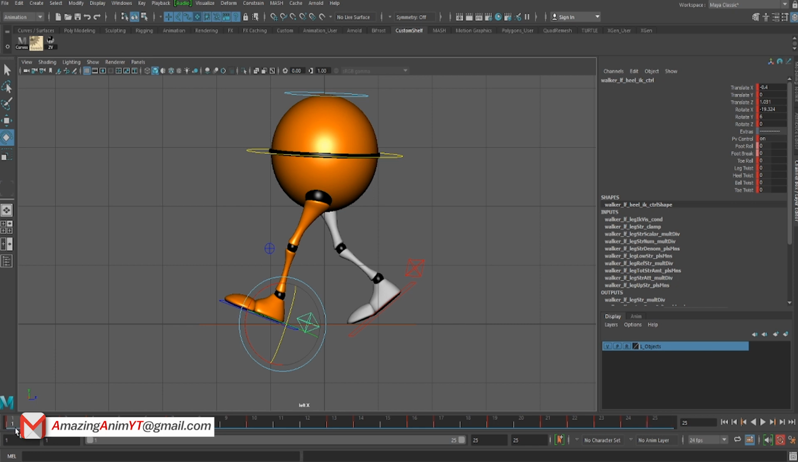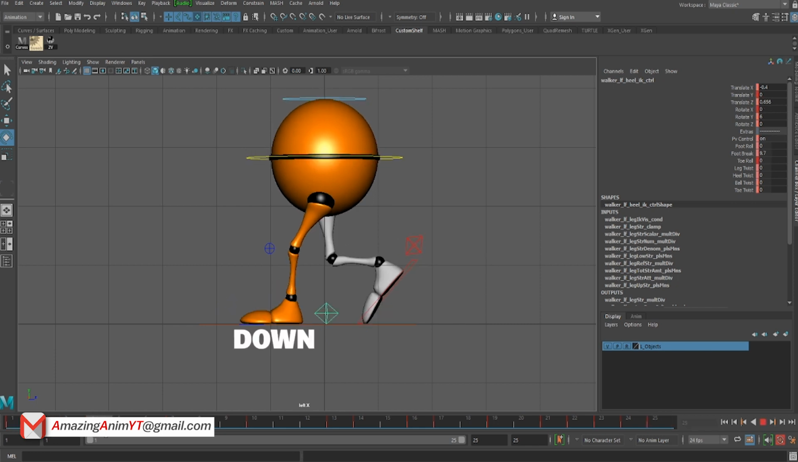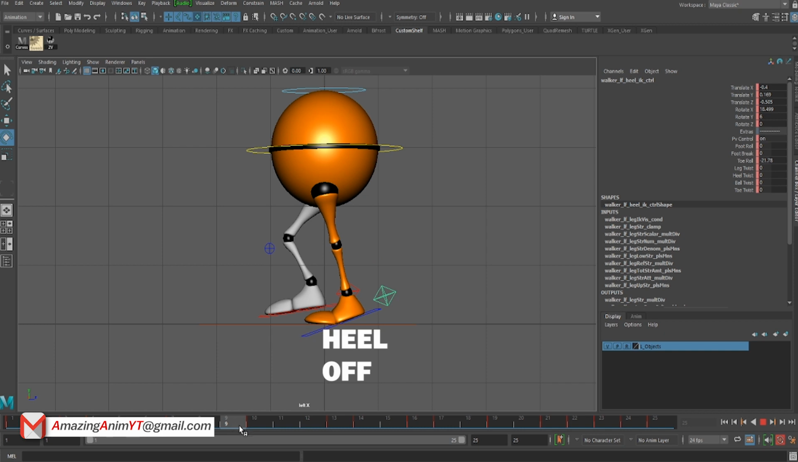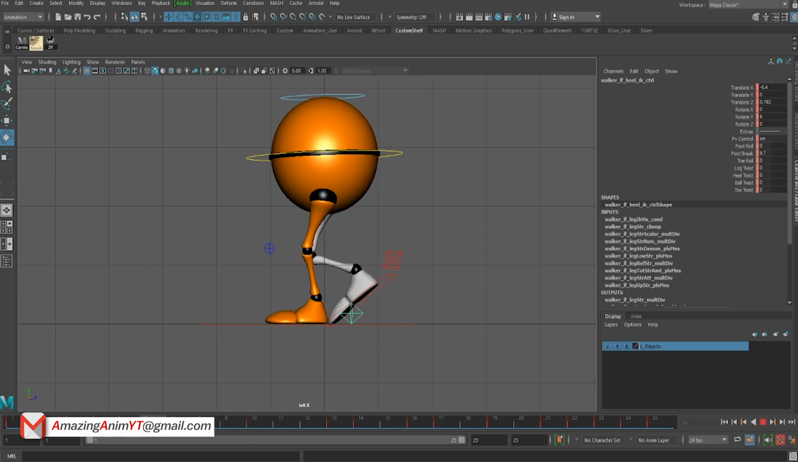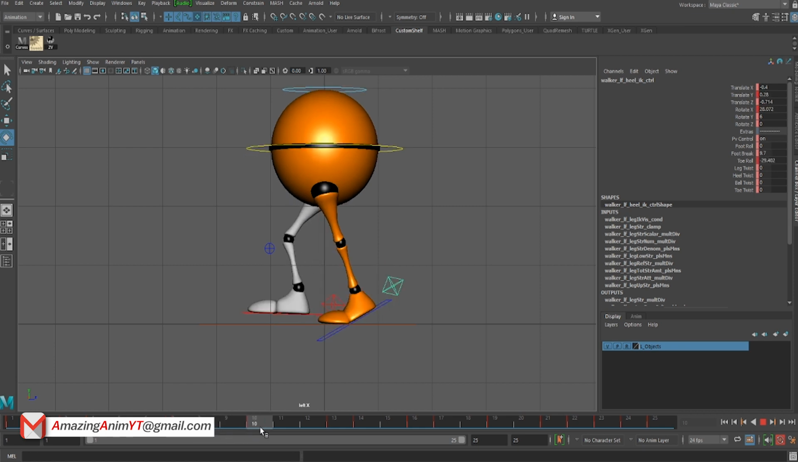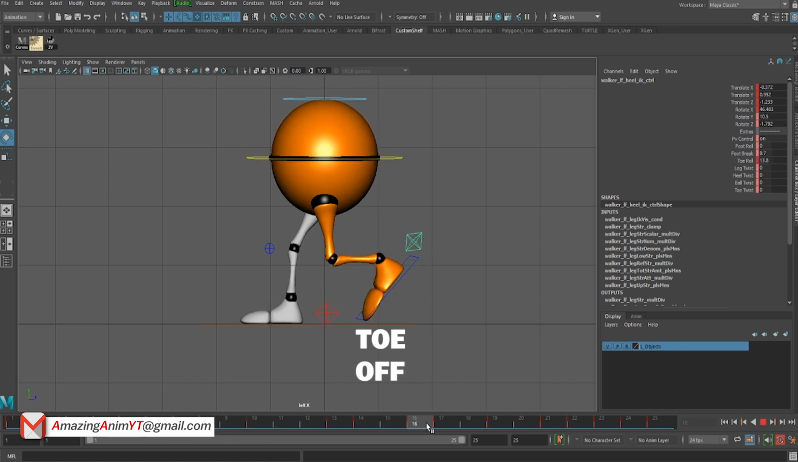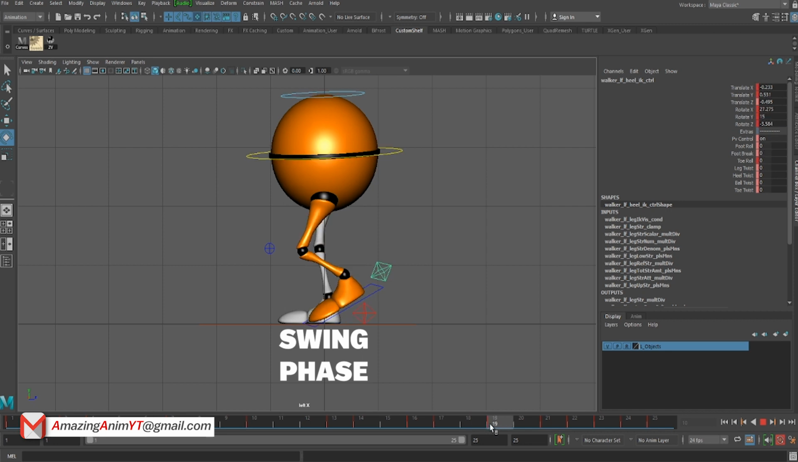That is our walk. And it's the same thing. Down, right? Heels coming off because we're pushing off with our toes. That's why we have an up position. Pushing off with our toes. Toe off, swing. Foot is accelerating, right?